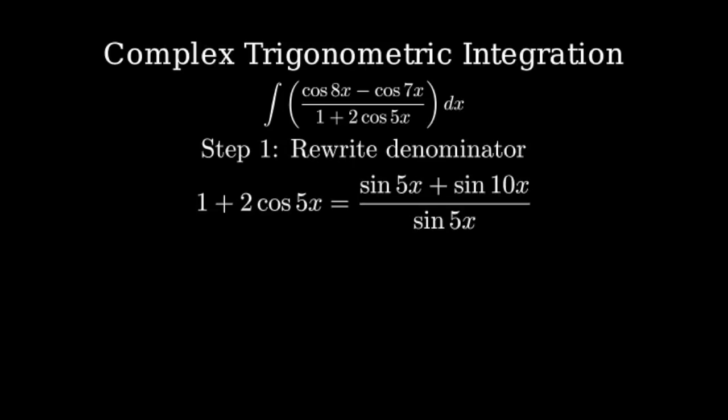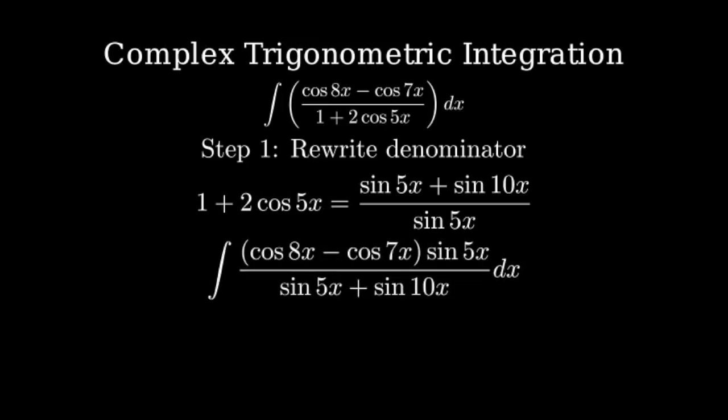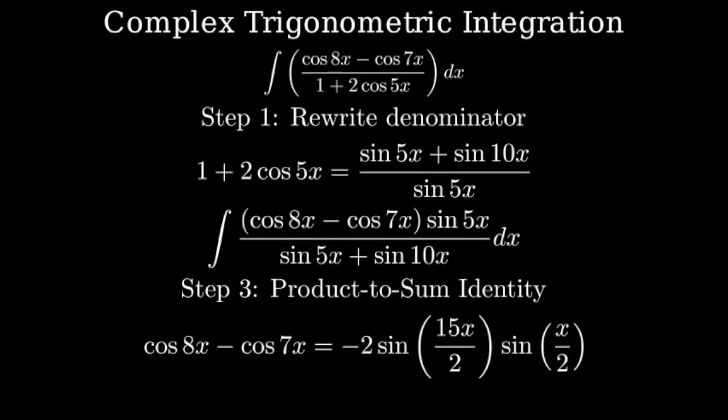We can express 1 plus 2 cosine 5x as a ratio of sines. This allows us to rewrite our integral as (cosine 8x minus cosine 7x) times sine 5x over (sine 5x plus sine 10x). Next, we'll use the product to sum identity for the difference of cosines. The cosine 8x minus cosine 7x equals negative 2 sine 15x over 2 times sine x over 2.